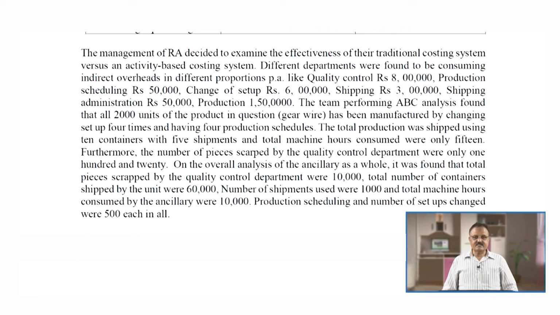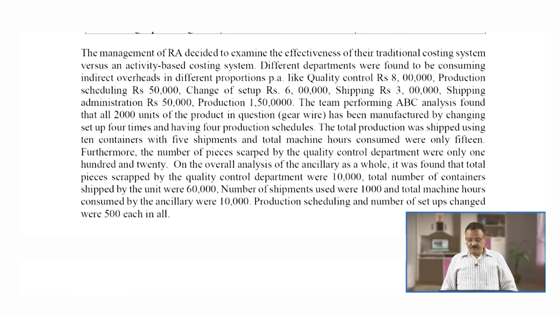This is the total indirect overheads, that is 33 lakhs. Production scheduling is 50,000 rupees, meaning changing the production runs. Change of the setup is 6 lakh rupees total for all the products. This is the factory level cost. Shipping is 3 lakh rupees. Shipping administration is 50,000 rupees, and the production related cost is 150,000 rupees.